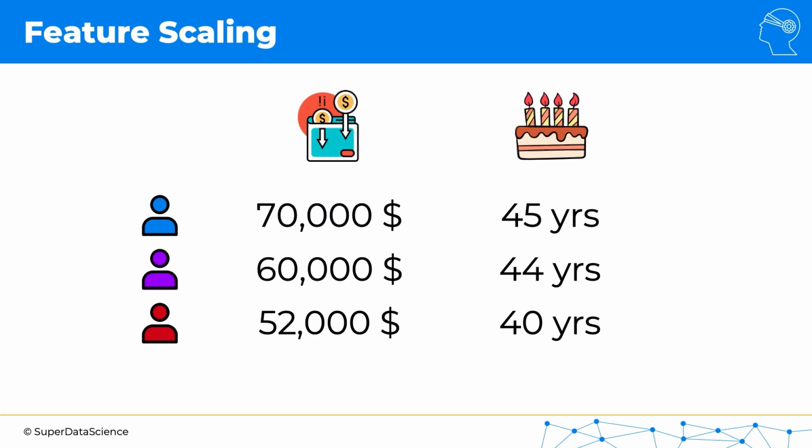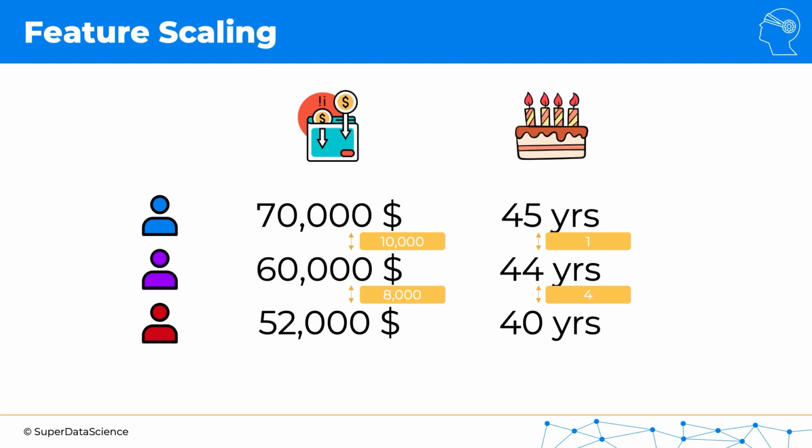So once again, if you'd like to pause this video, please go ahead and try to see, would you group the purple person with the blue person, or would you group the purple person with the red person? And now let's have a look at it together. So let's look at the differences. The difference here in salary is $10,000 and here it is $8,000. And in terms of age, the difference between the purple and the blue person is 1 year, and between the purple and the red person is 4 years.